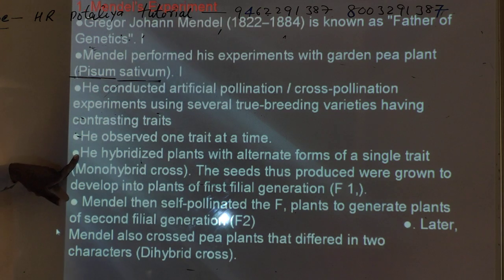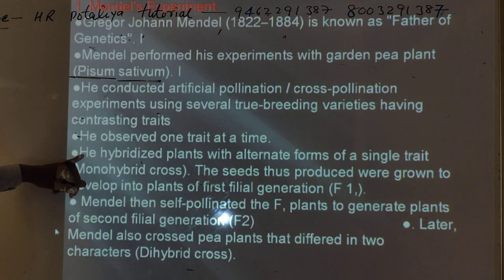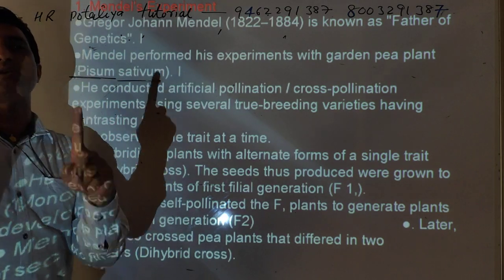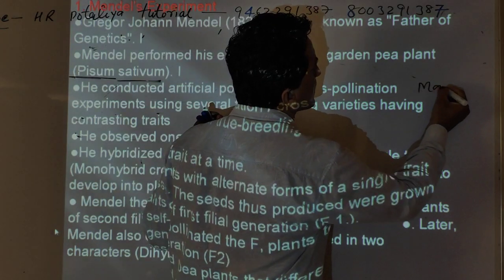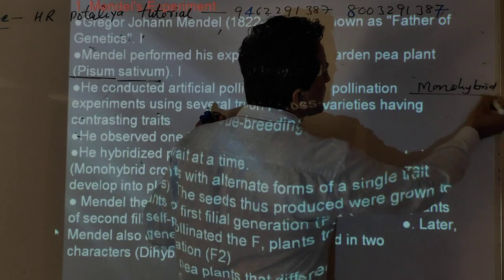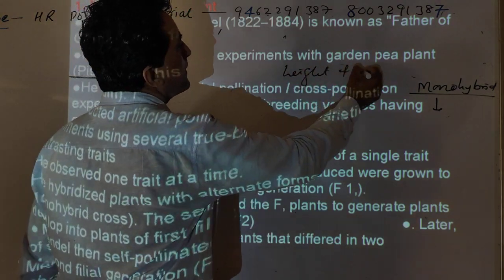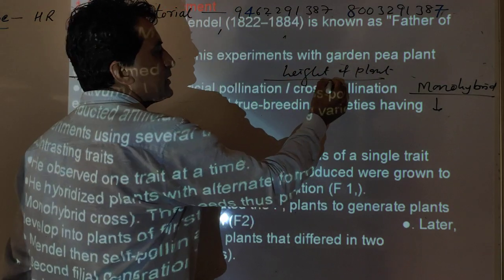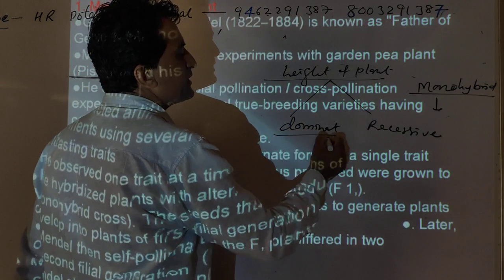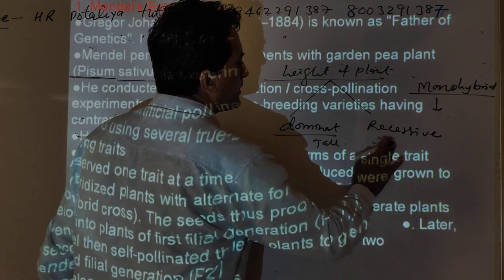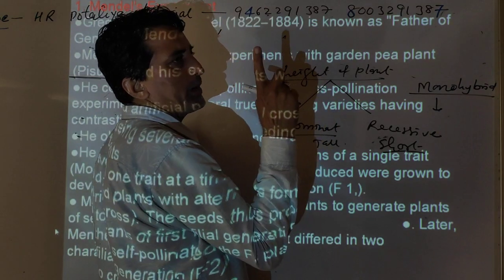Next, hybrids. A hybrid is the new progeny from a dominant and recessive cross, a plant with alternate forms of a single trait. When we conduct a cross between one pair of traits, for example only height, that is known as a monohybrid cross. For height of plant there is one character but two forms: dominant is tall, and recessive is dwarf or short.